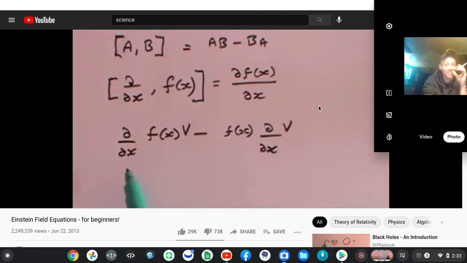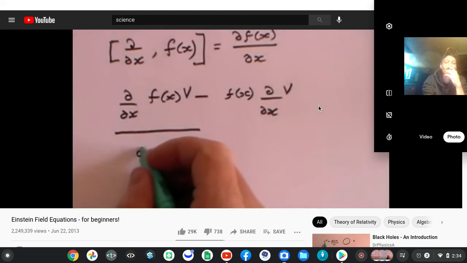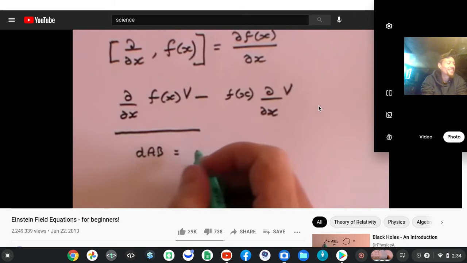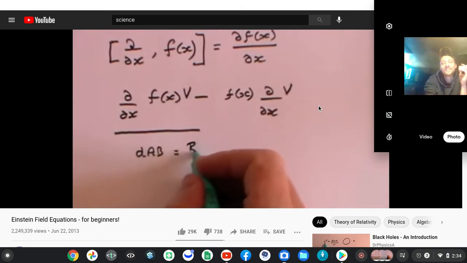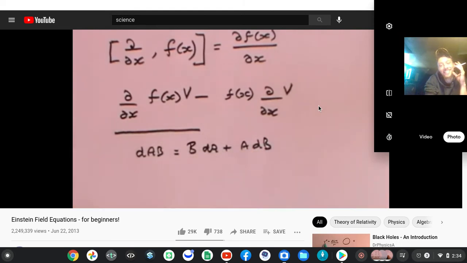Here we've got the differentiation of a product, and just as we did before, we can say that d(AB) is equal to B dA plus A dB. It doesn't matter which way round you do it. The differential of a product: B dA plus A dB.